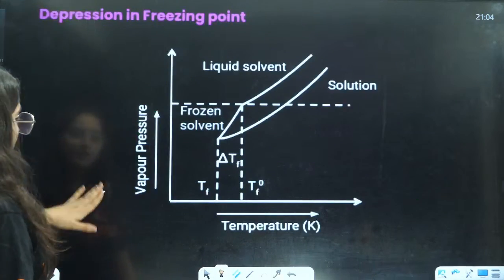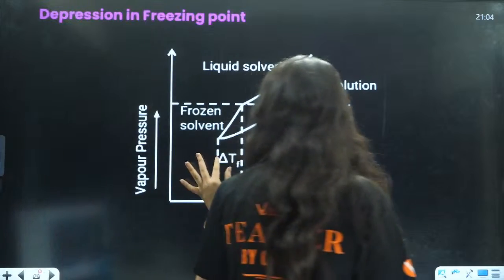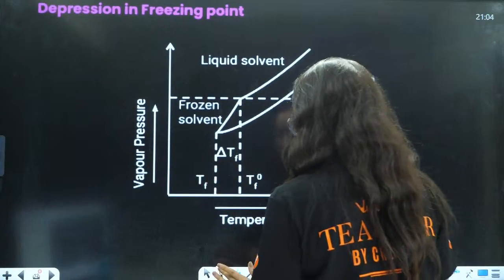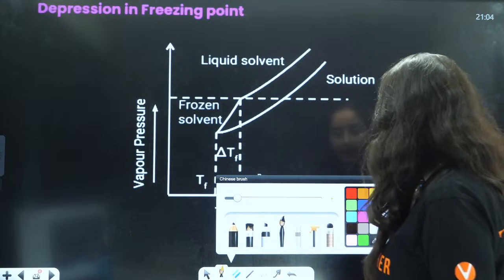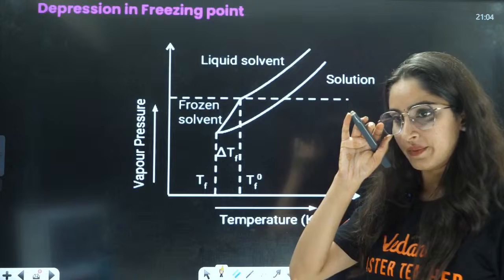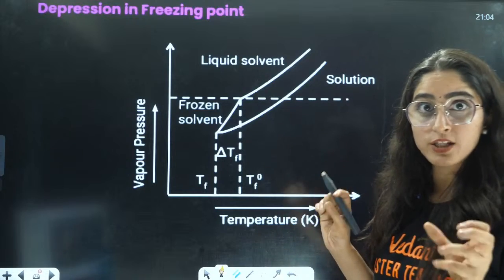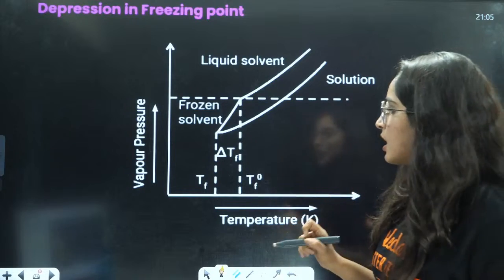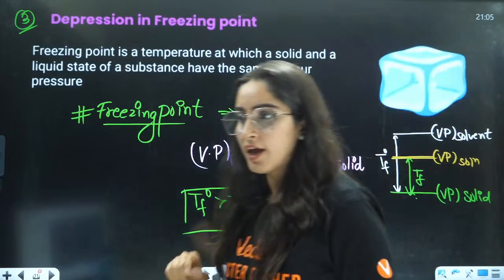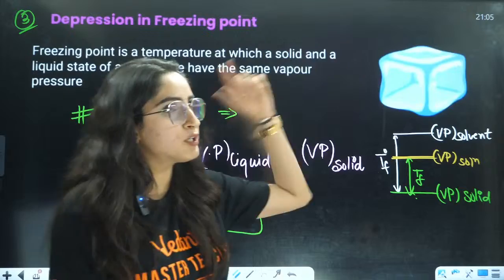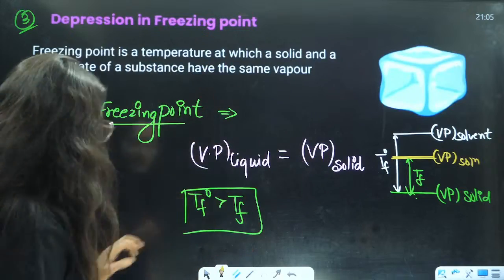Acha, tell me one thing with freezing. Let us see the graph of the depression in freezing point. The graph is a little complicated, right? But I'll explain it to you. I think from this you'll be able to understand this more easily. Just keep this thing in your mind, and you will be able to understand this more clearly.